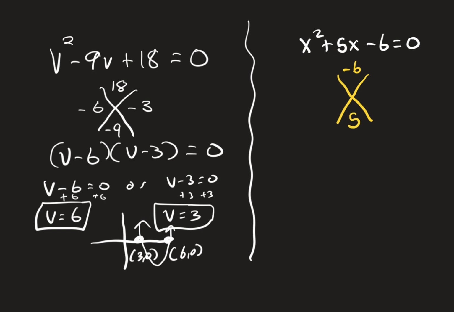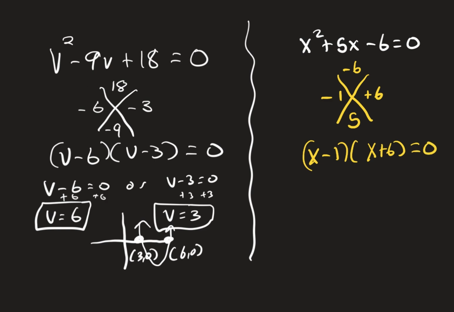We've got negative 6 and 5. The top is negative, so that means one has to be negative, one has to be positive. Always. Anytime that top number is negative, one's got to be negative, one's got to be positive. What are they? Negative 1 and positive 6. Negative 1 times 6 is negative 6. Negative 1 plus 6 is 5. Works. So x minus 1, x plus 6. But again, it equals 0.